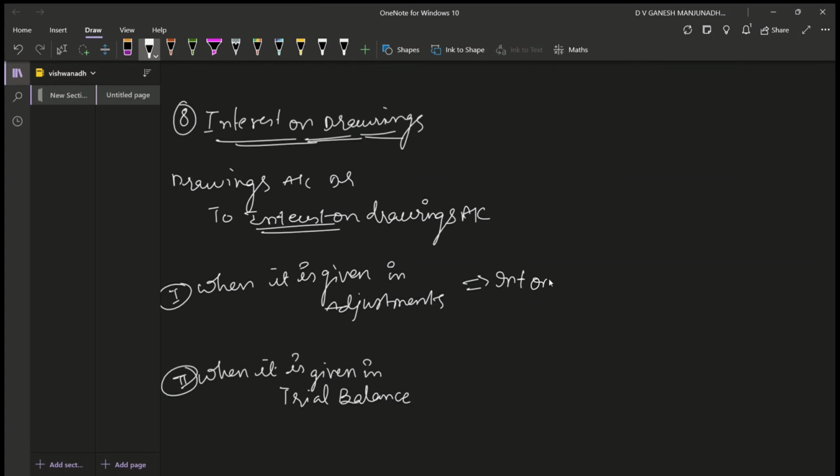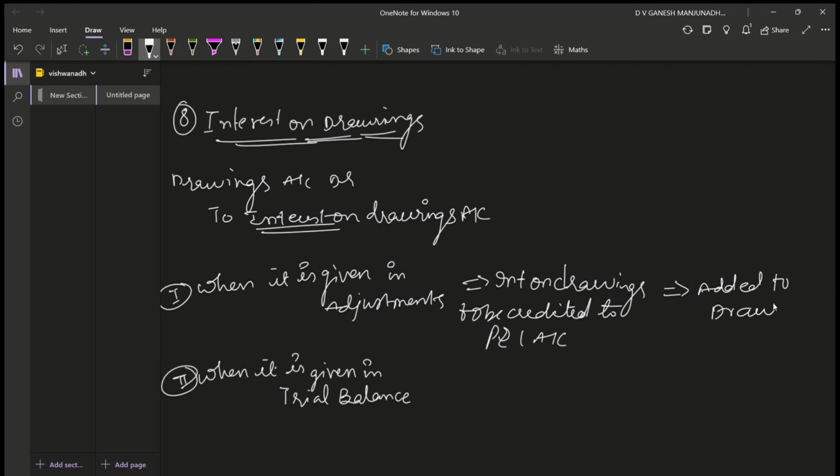Interest on drawings is to be credited to profit and loss account. Okay, when it comes to the adjustment in the balance sheet, it is to be added to drawings, and of course the drawings is to be deducted from the capital, or we can also say that it is deducted from capital.